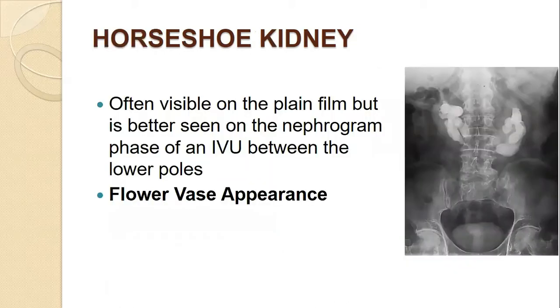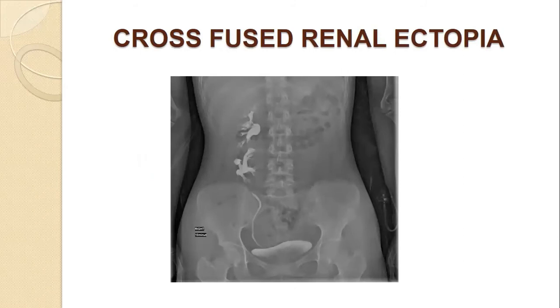Horseshoe kidney. Often the horseshoe kidney can be visible on IVU and plain X-ray, but to see the nephrogram, we can advise IVU. It's a flower vase appearance. What is a flower vase? A flower vase.